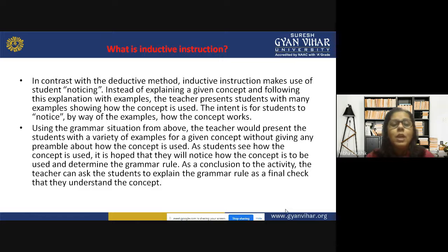As students see how the concept is used, it is hoped that they will notice how the concept is to be used and determine the grammar. As a conclusion to the activity, the teacher can ask the students to explain the grammar rule as a final check that they understood the concept.